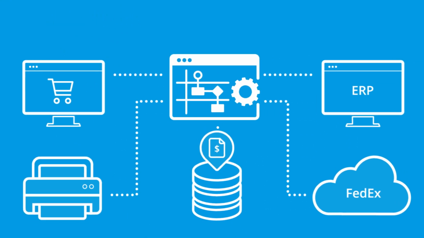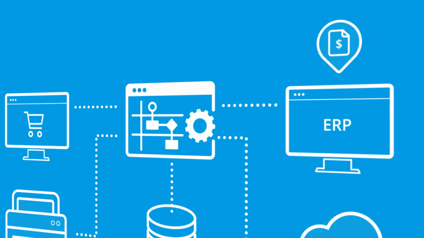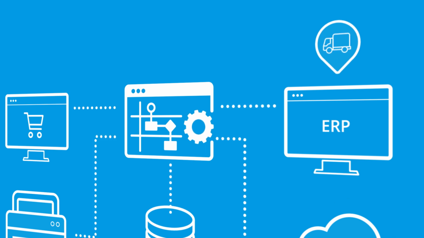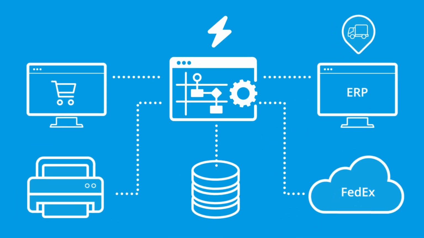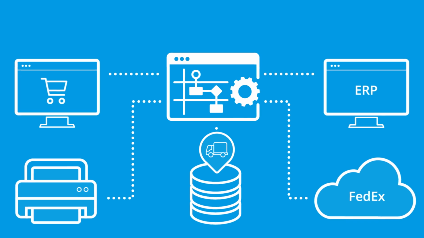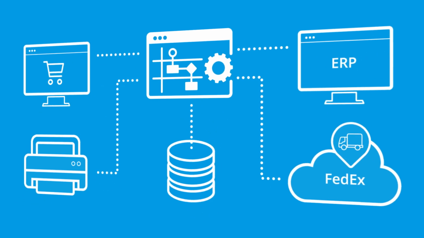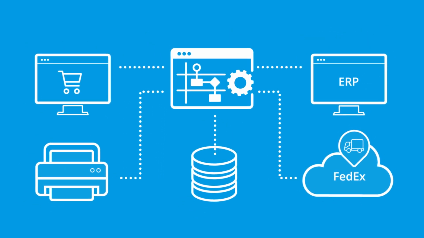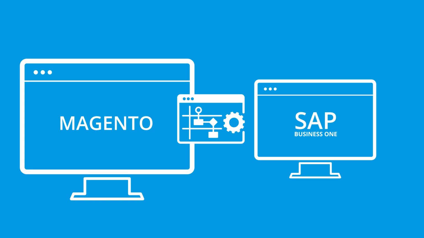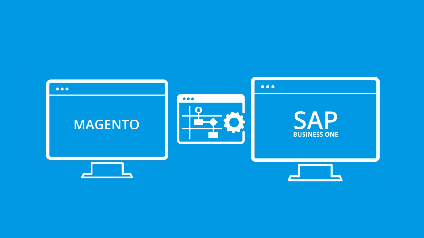BPA Platform will then download this to the staging database and synchronize this with SAP Business One. We will then copy the sales order to a delivery note in SAP Business One, which will trigger BPA Platform to download the delivery note to staging, and then onto FedEx, where the appropriate tracking number and label is downloaded ready for printing. In this demonstration, we are using Magento and SAP Business One.